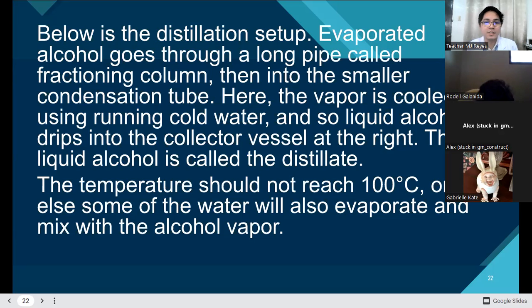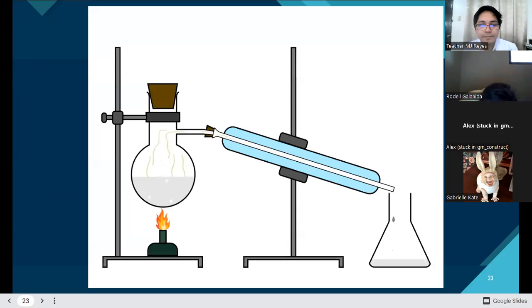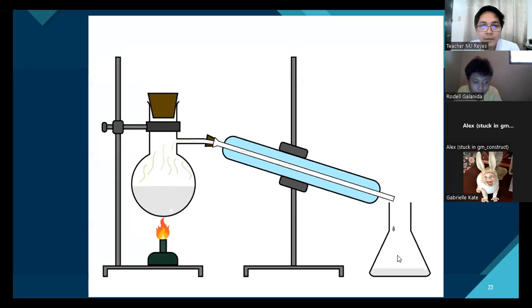So this is your setup. When you heat water and alcohol, it should be only until 78 degrees Celsius. Otherwise, if you reach 100 degrees Celsius, your alcohol will be mixed up with water because the boiling point of water is 100 degrees Celsius.